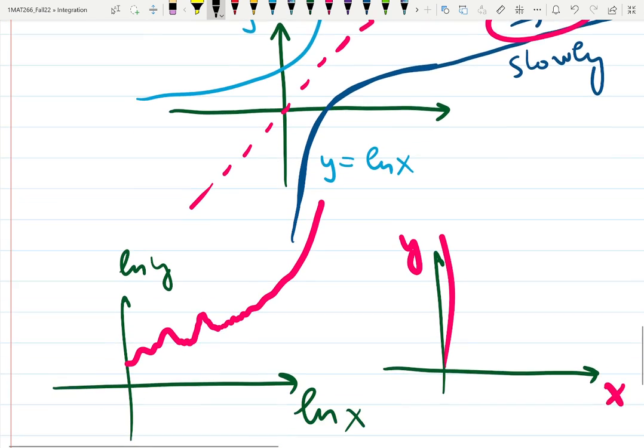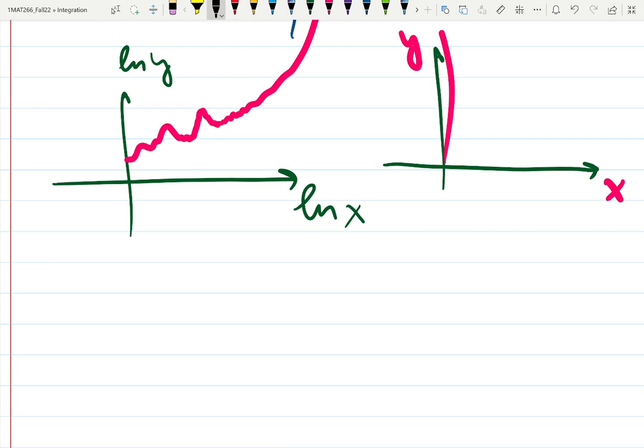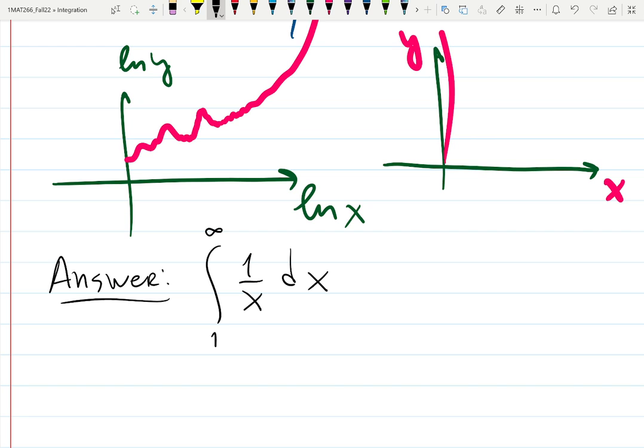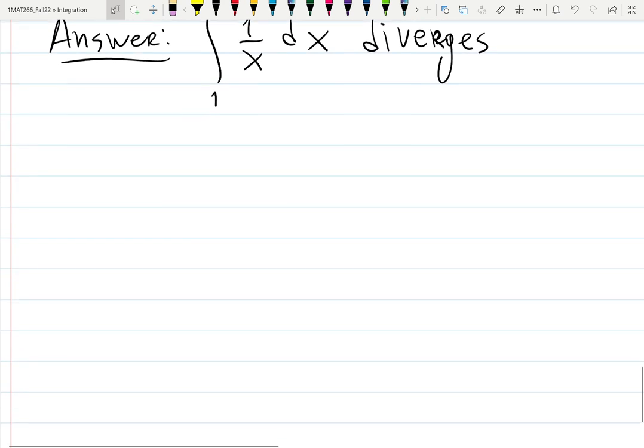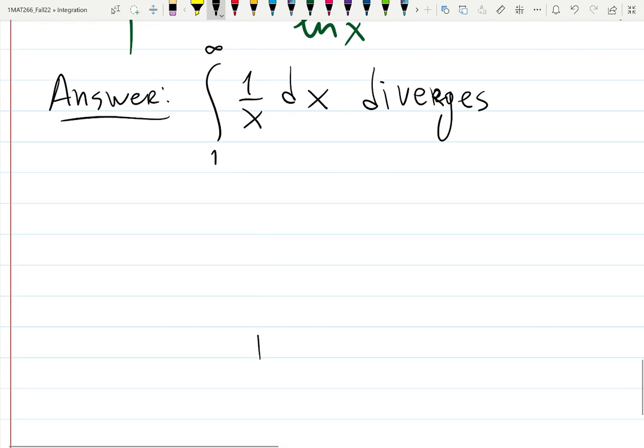So, integral answer. The integral from 1 to infinity of 1 over x dx diverges. We usually don't put an equal sign and write equals infinity, but that's kind of what you imagine, that it keeps increasing forever. And let me show you the graph of this situation.